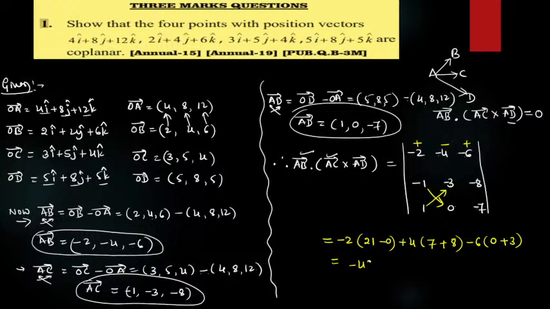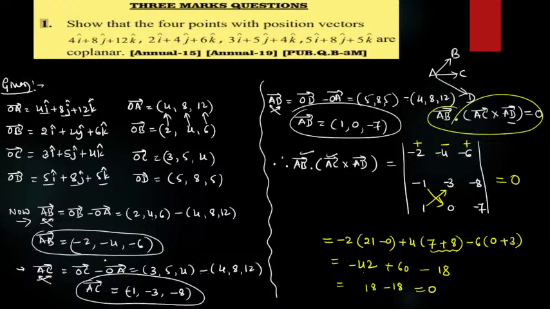7 plus 8 is 15. 15 into 4 is 60 here. Again minus 6 into 3, that is 18. If you resolve this, -42 plus 60 will be +18. Remaining is -18. So the answer will be 0. So now you got this determinant value is 0. This implies the given vectors AB, AC and AD are coplanar, hence the given points are coplanar here.